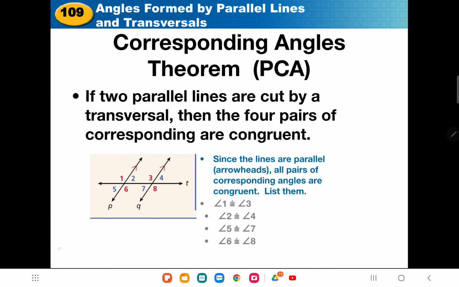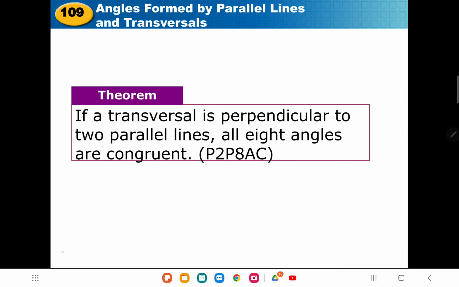Finally, the corresponding angles theorem. If two parallel lines are cut by a transversal, then the four pairs of corresponding angles are congruent. And we can again see that lines P and Q are parallel and are labeled as such. This means that angle 1 is congruent to angle 3, angle 2 is congruent to angle 4, angle 5 is congruent to angle 7, and angle 6 is congruent to angle 8. And my apologies, I was not able to get the regular congruent symbol. Please use the symbol that is the equal sign with the tilde above it to demonstrate congruence.